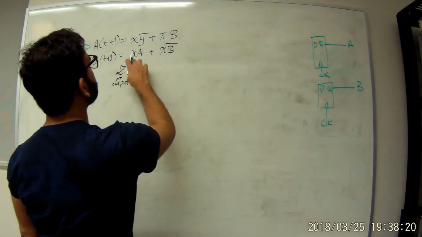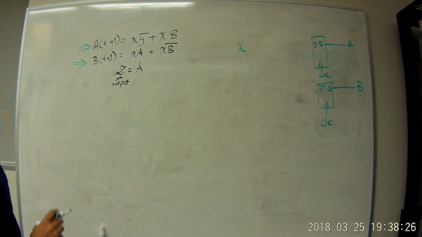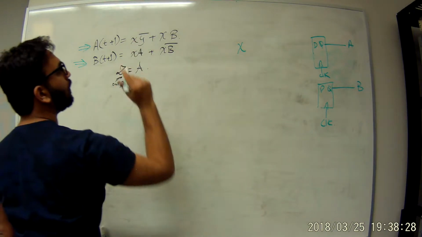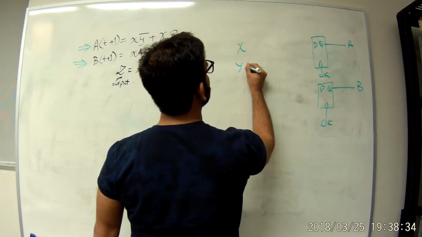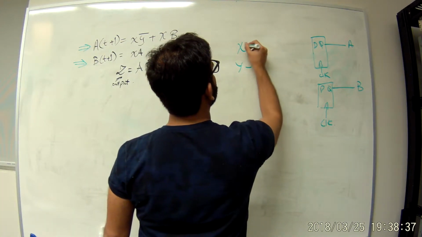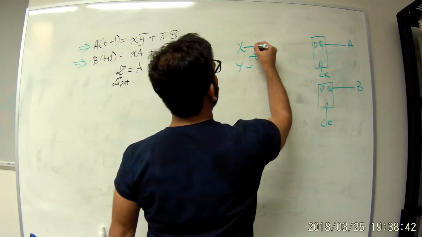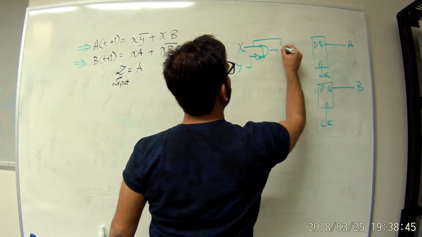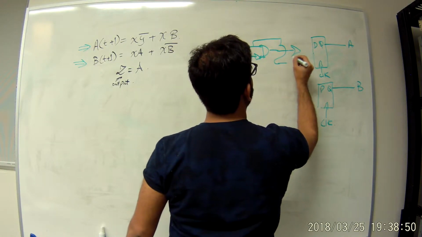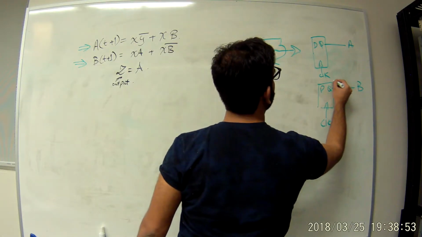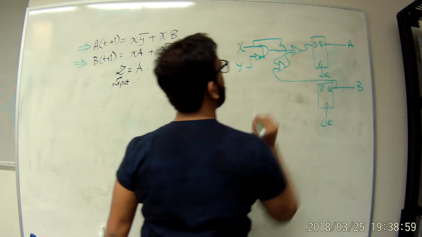And we have one input, which is X, and we also have Y. In our first one, we know that it's X and Y', so we AND X and Y', and X and B. We AND them and put them in an OR gate, and that becomes our A.